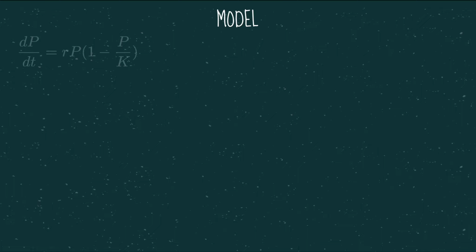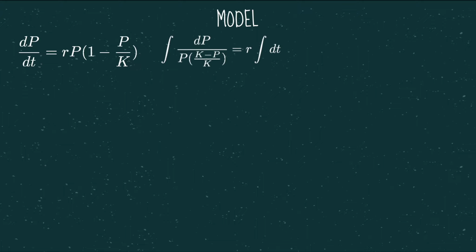Here's our first-order separable differential equation, where r and k are constants. I'm going to separate my variables and then integrate to get these two integrals. On the right-hand side I should have rt plus c, and on the left side, if I factor the k out from the denominator, since 1 over 1 over k is just k, I get k times the integral of dp over p times k minus p.